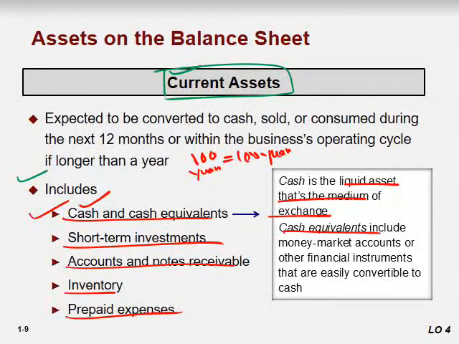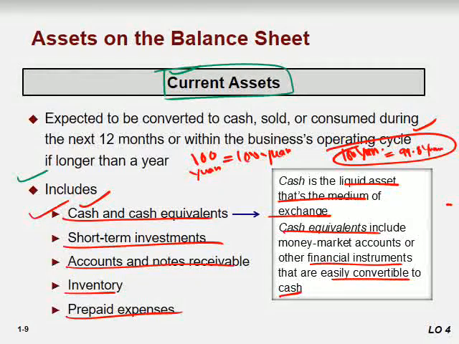So cash equivalents include money market accounts or other financial instruments that are easily convertible to cash. Or for example, you have a bond and you are selling the bond into a market. With a short-term government bond of 100 yuan, the guy is ready to give you 99.8 yuan. So it's almost 100 yuan, right? That's called the equivalence. It includes gold coins, silver coins, financial instruments, and money market accounts, right?